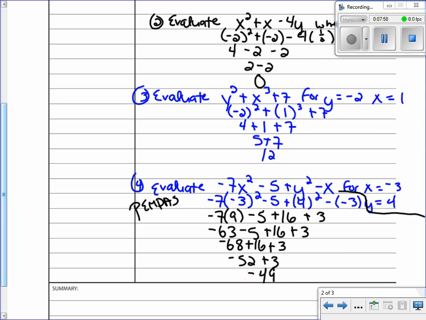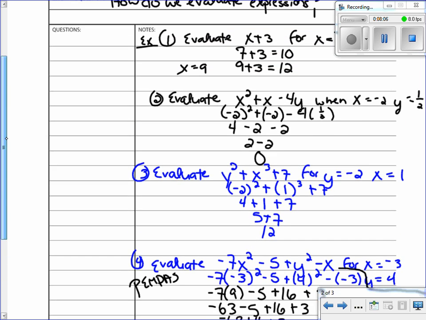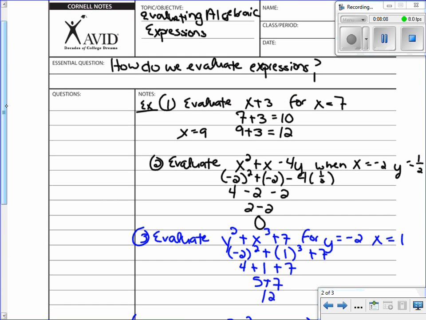Remember to answer your summary. You want to answer the essential question, how do we evaluate expressions? Use your own words. Base it on the notes that we just took.